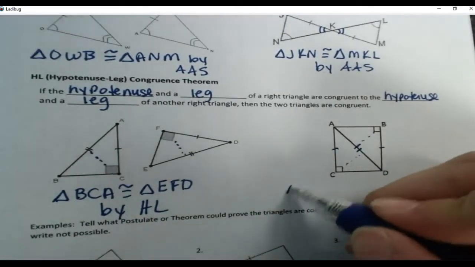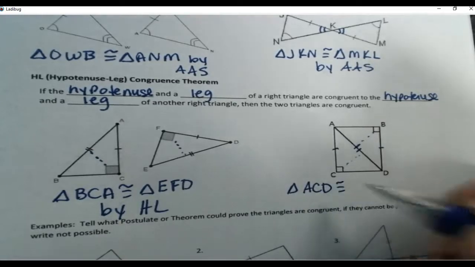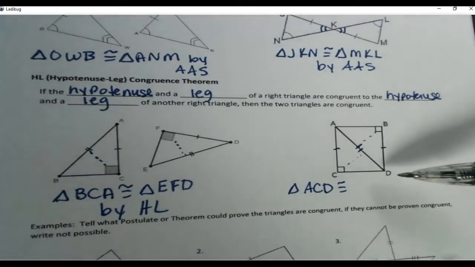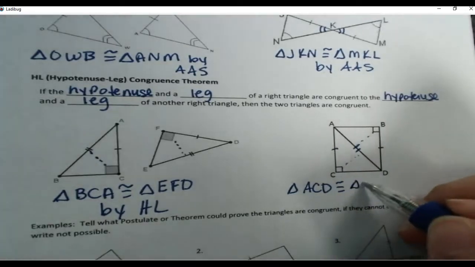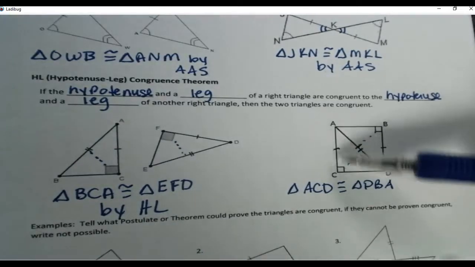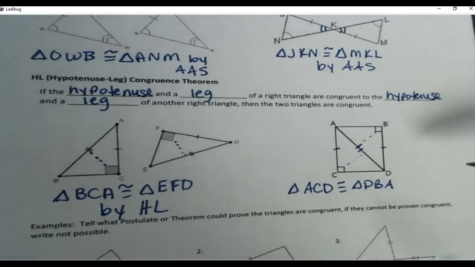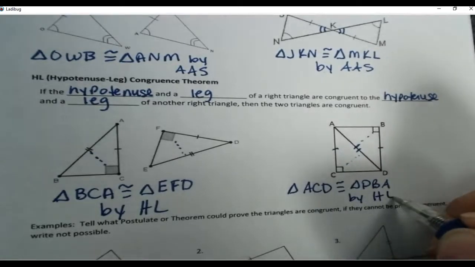So we can say ACD is congruent to... good, DBA. Very good. So again, AC is the one tick mark, so then I need to go DB for the one tick mark. So ACD, DBA by hypotenuse leg.